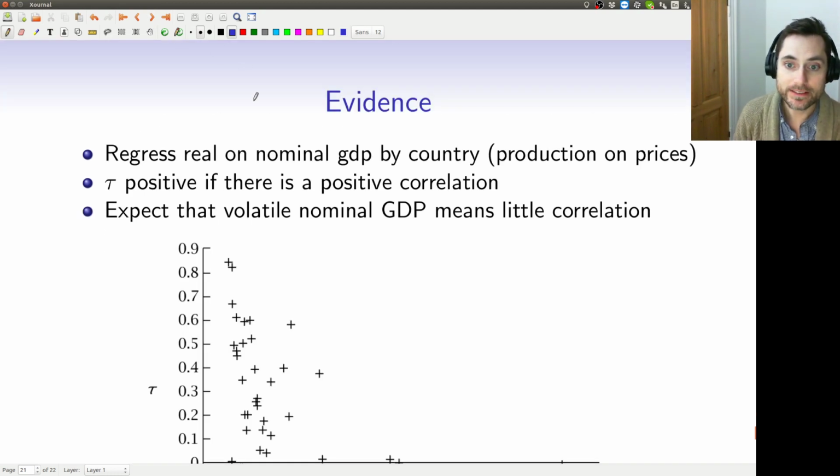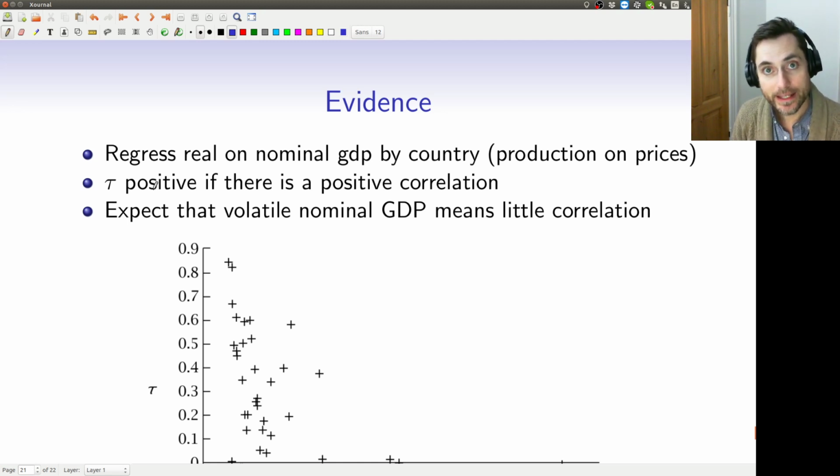That's what we have on the next slide. So we're going to regress real on nominal GDP per country. What we want that to reflect is how does output correlate, at least, with money supply, with shocks to the money supply. So if tau is positive, what that means is that there is a correlation between money supply and output. So in other words, money supply does seem to drive output.